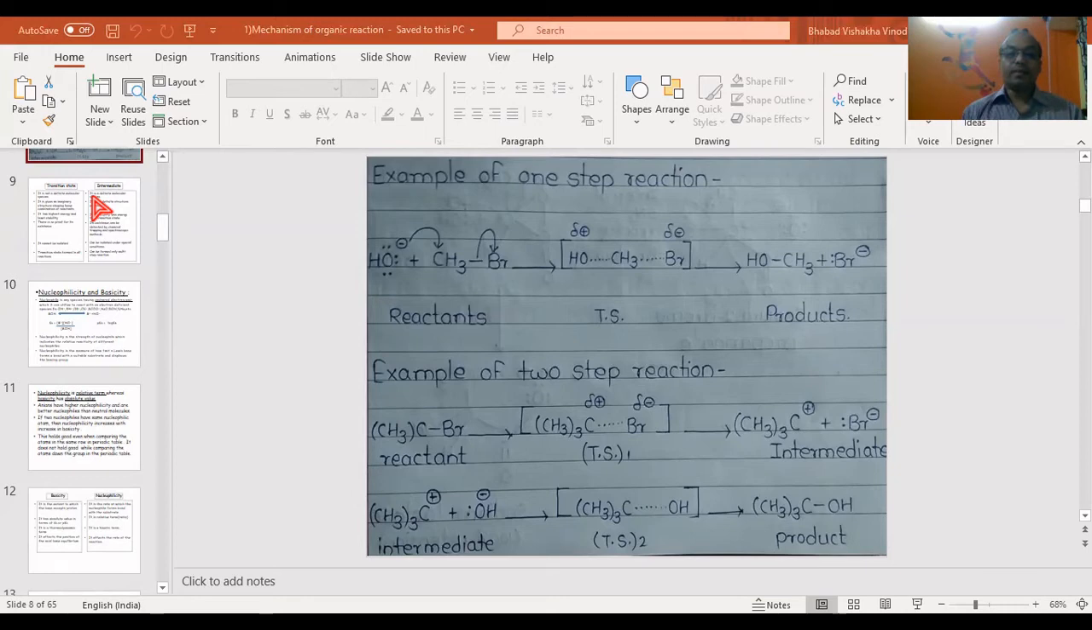Now that will be treated with OH minus ion. That intermediate is again converted to transition state 2, where the C-OH bond will start forming and will give the tertiary butyl alcohol, that is the product.